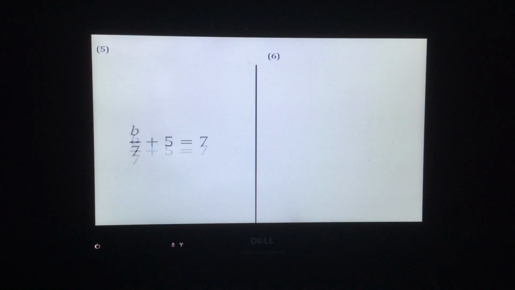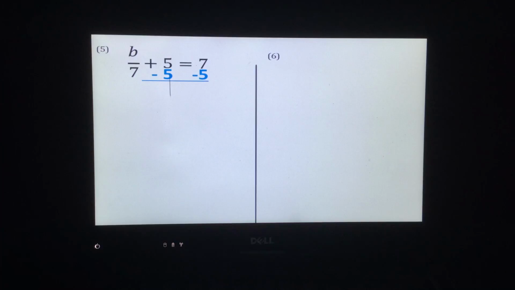And number 5, we have b over 7 plus 5 equals 7. Again, the 7 is close, the 5 is far away. So let's get rid of this 5. How are we going to get rid of the 5? We need to subtract 5 from both sides so that the 5's cancel. Then that fraction comes down: b over 7 equals 2. We got rid of the number that's furthest away. Now let's get rid of the number that's close, which is that 7. The opposite of dividing by 7 is multiplying by 7. That cancels these out. b equals 14.